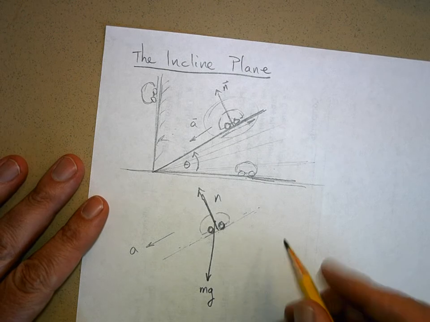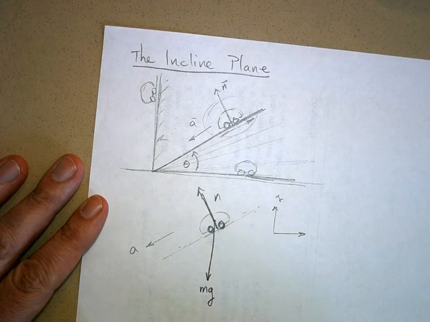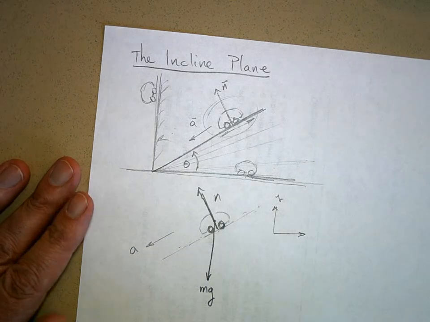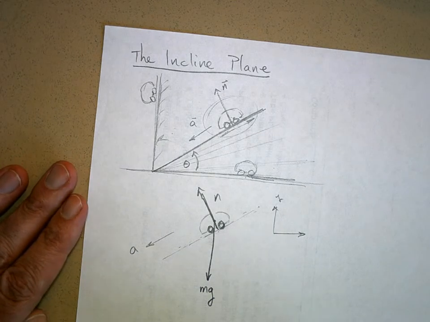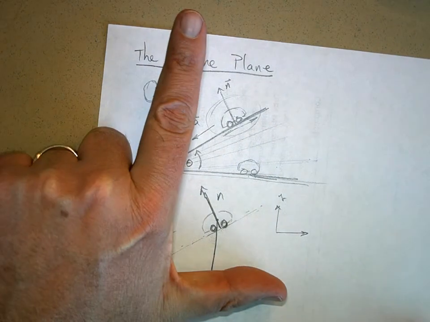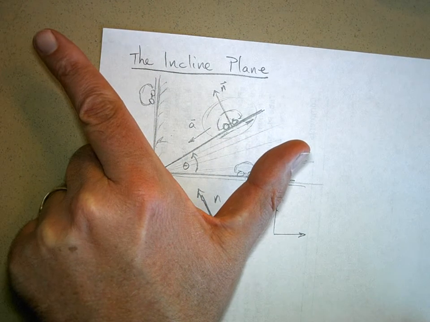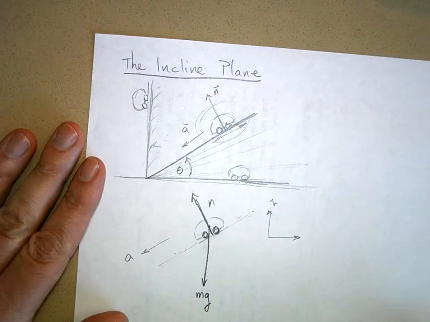See, normally we say, oh, x, we'll make x in this direction and y in this direction. If you do that, this problem is going to be crazy hard. It's possible, you can do it, but it's going to be crazy hard. Instead, what I'm going to do is take my xy axis and rotate it to match the inclined plane.